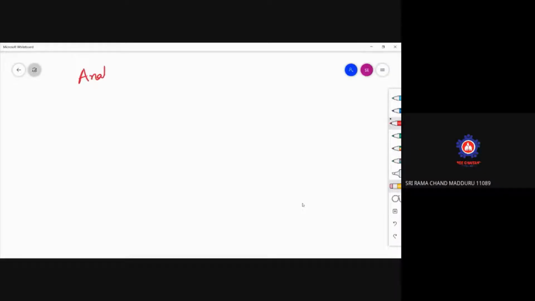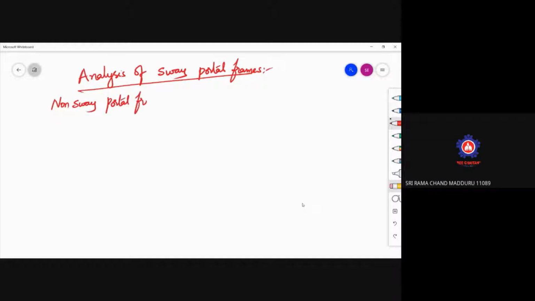Analysis of sway portal frames. You can also call it analysis of portal frames with the sway. We already know that these portal frames, majorly we will see them as non-sway portal frames, and another one is sway portal frames. So non-sway as well as sway portal frames.